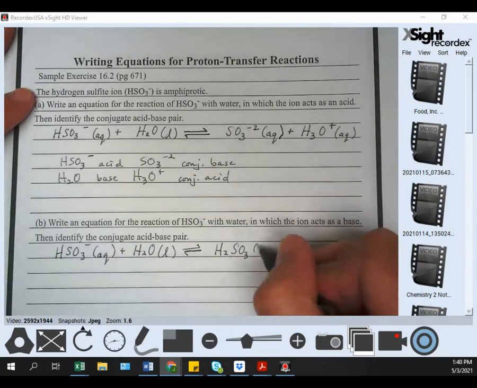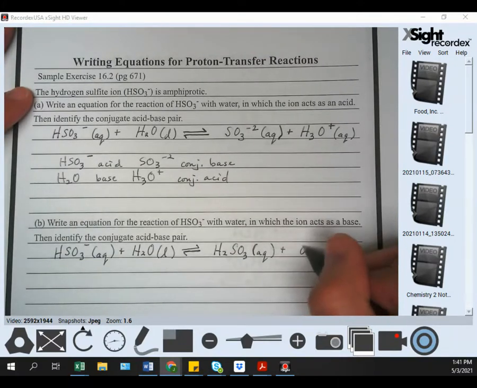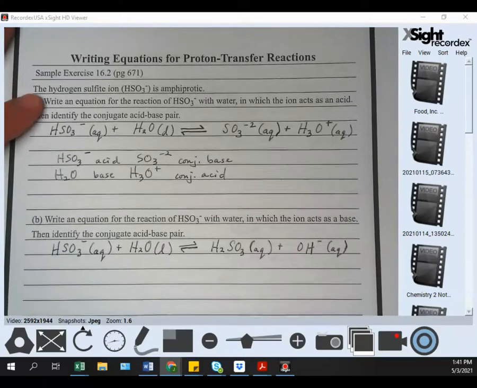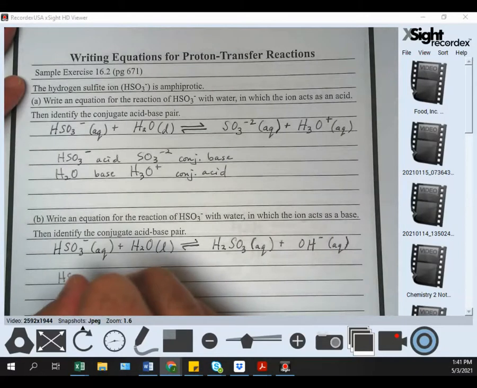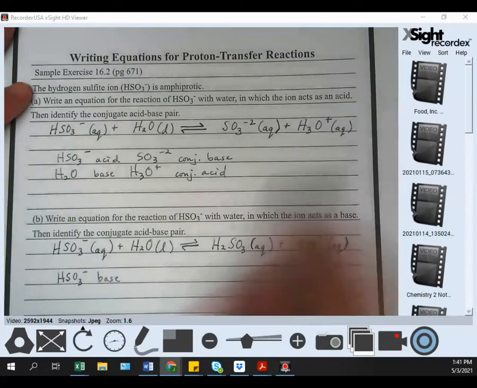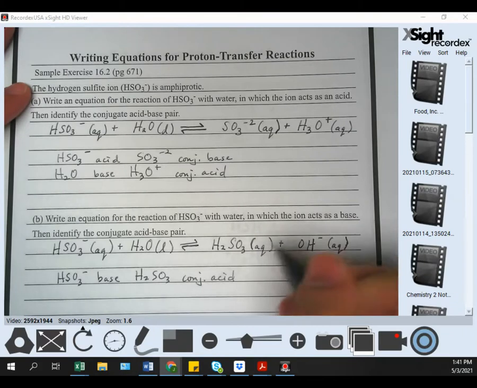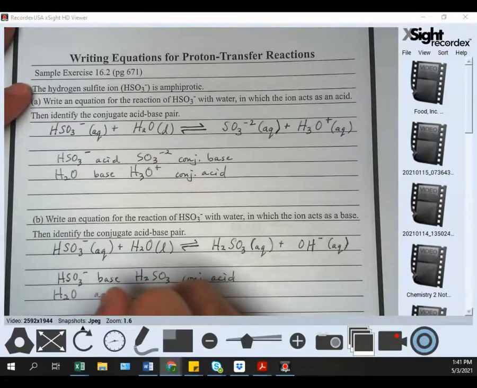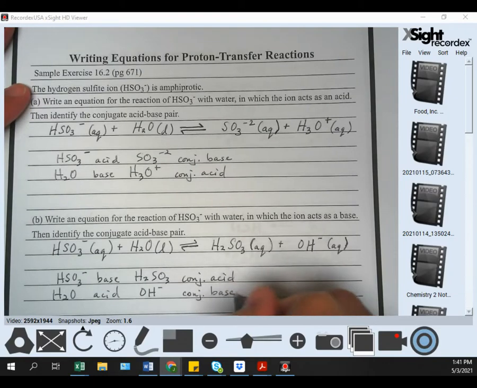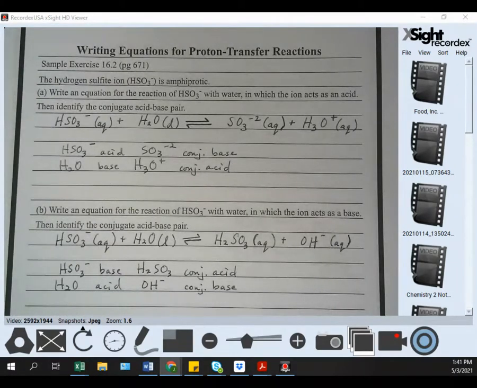Okay, so it should be something kind of like this: H2SO3 plus OH negative 1. So far, so good. Great. Then if we did it right, the HSO3 in this case should be a what? There you go, base, which means it turned into the H2SO3, which is the conjugate acid. And that leaves us with the water acting as the acid, and what the water turned into, the OH negative, is the conjugate base. Okay, how do we feel so far? Like stuff making sense?